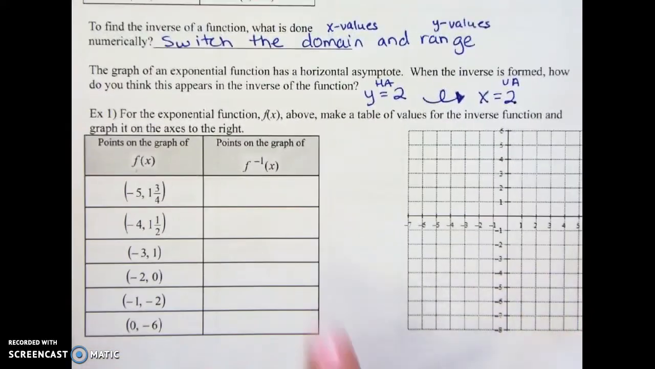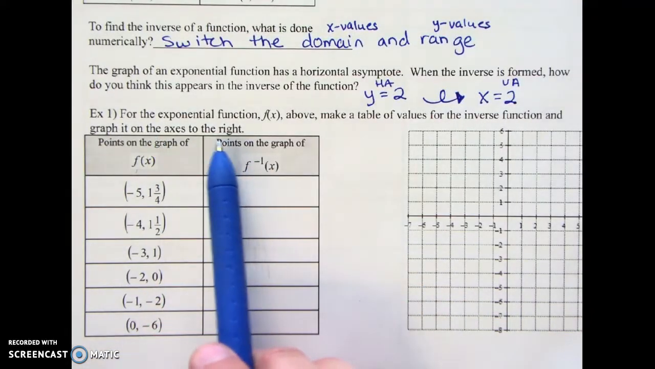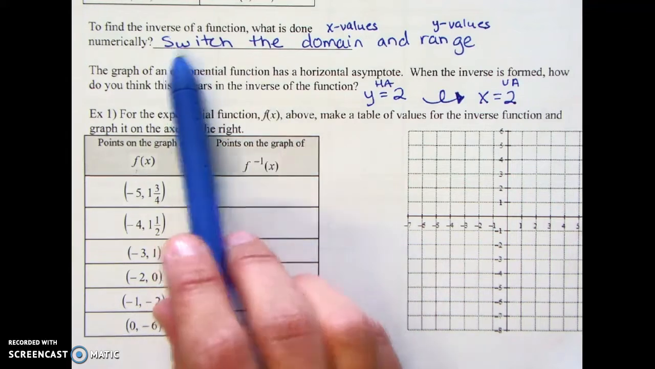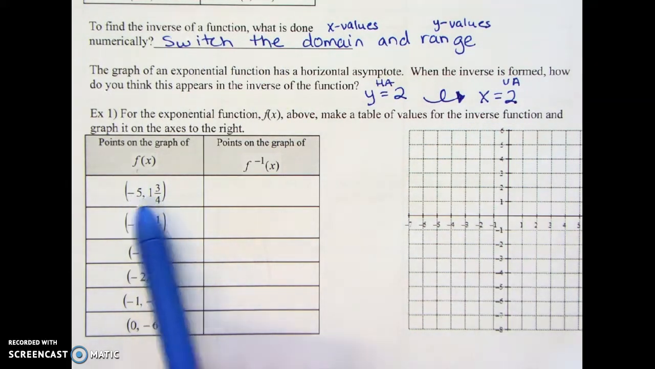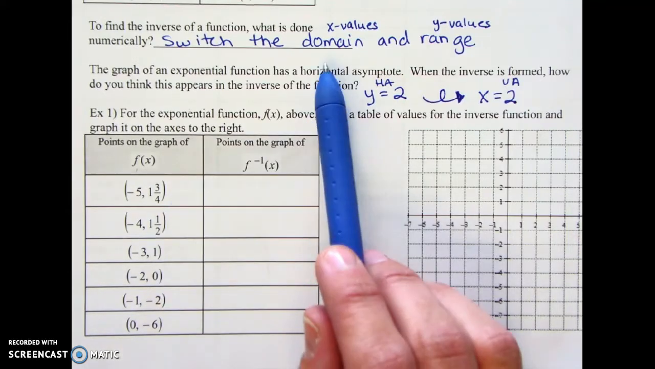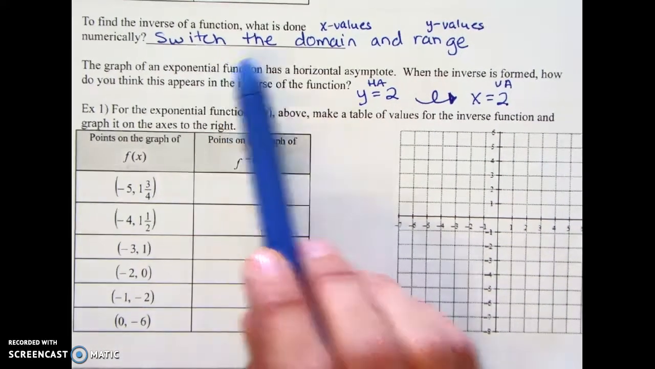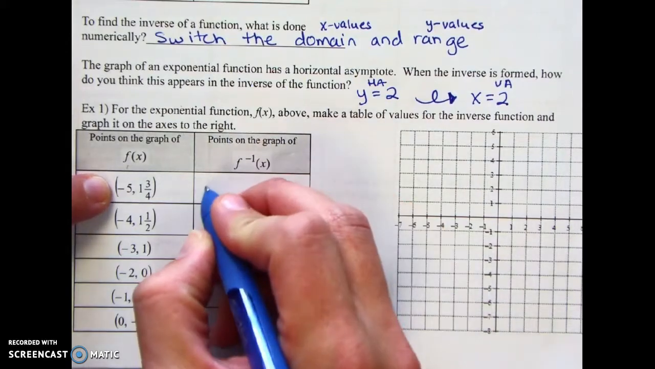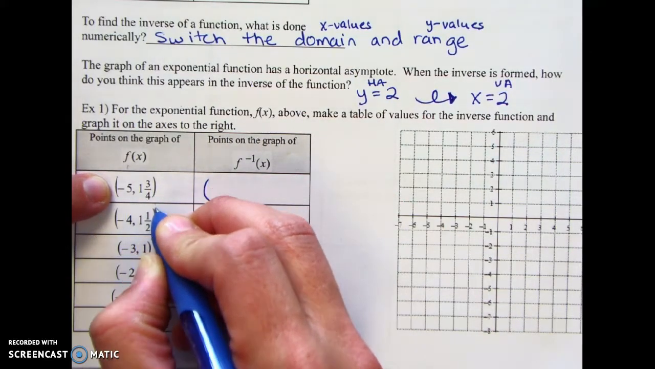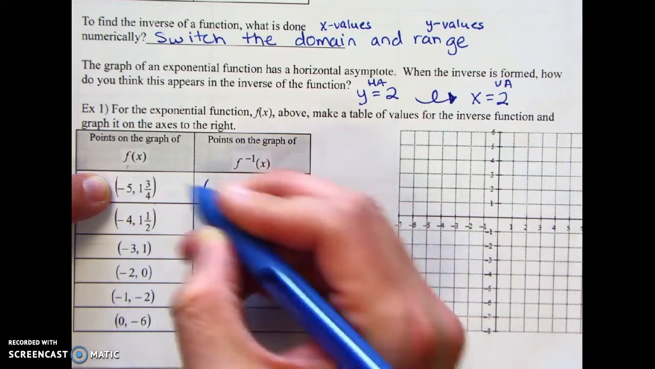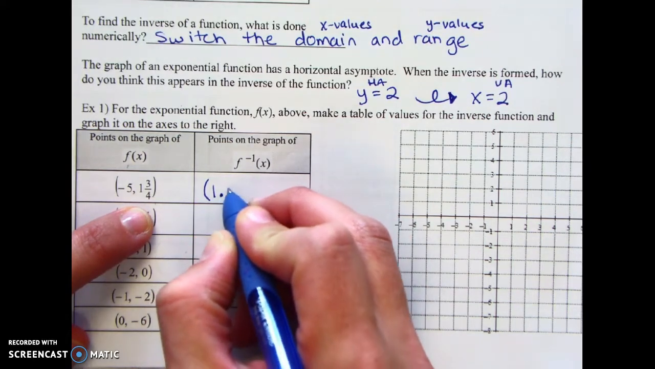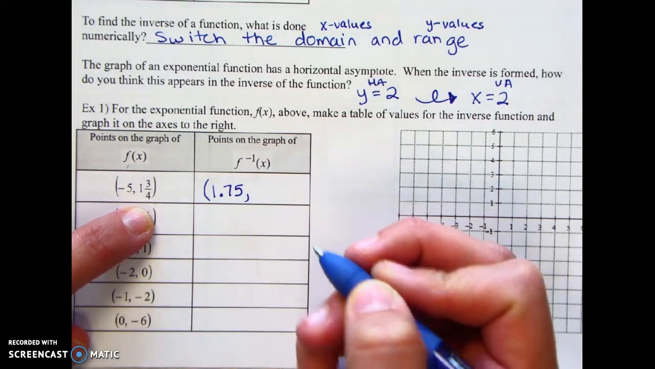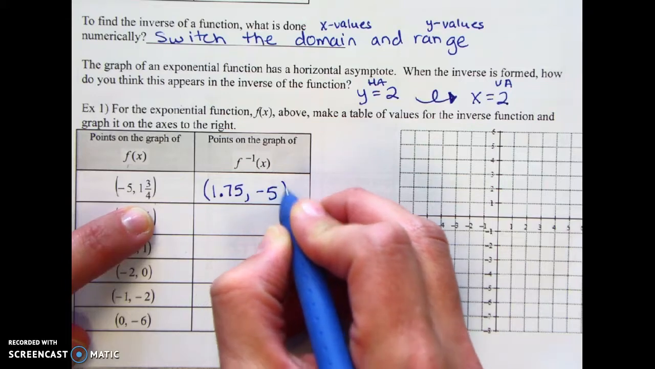Okay. You ready? For the exponential function above, make a table of values for the inverse function, and this is real easy because we already have the points, right? So to find the inverse, what are we going to do? Switch the x's and y's. So we have -5, 1 and 3/4. We're going to switch that. I think it's easier to graph if we have it in decimals, right? So we're going to switch the x and y. What is 1 and 3/4 in decimals? 1.75. And then the y value becomes -5.